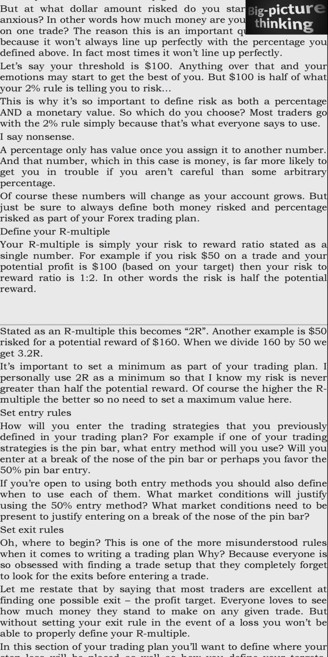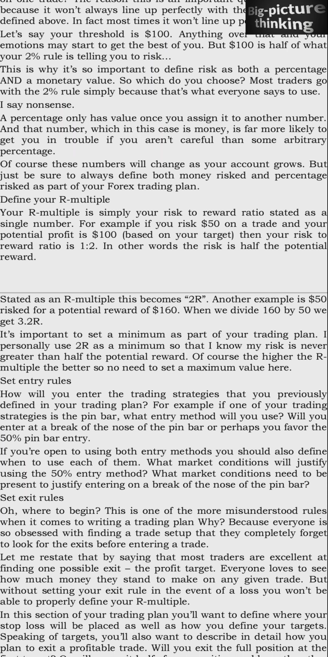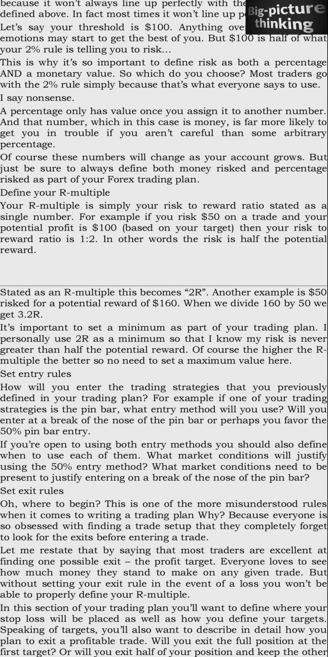Define your R multiple. Your R multiple is simply your risk to reward ratio stated as a single number. For example, if you risk $50 on a trade and your potential profit is $100 based on your target, then your risk to reward ratio is 1:2. In other words, the risk is half the potential reward. Stated as an R multiple, this becomes 2R.